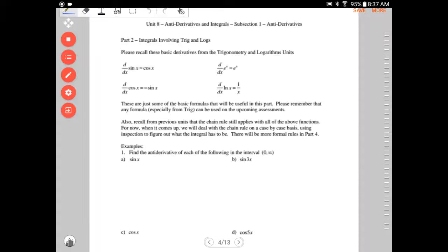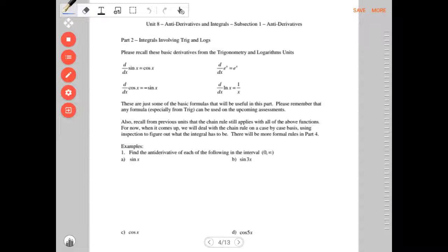Alright, Unit 8, Subsection 1, Antiderivatives, Part 2. Integrals involving trig and logs. Please recall these basic derivatives from the trigonometry and logarithm units. So, the derivative of sine x was cos x. The derivative of cos x was negative sine x.